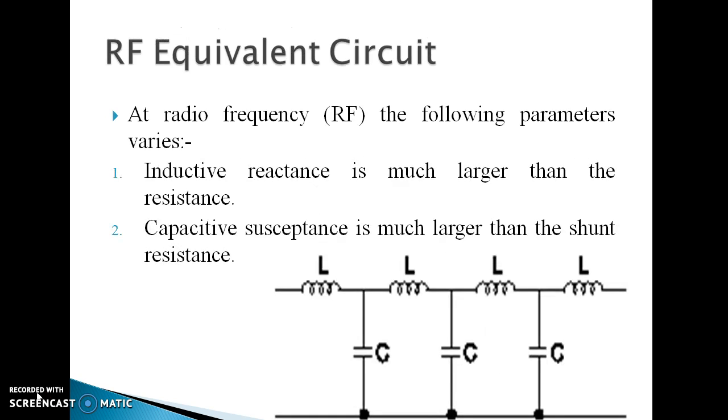Next one, that is the RF equivalent circuit. In the RF equivalent circuit, the frequency is the radio frequency. The inductive reactance is much larger than the resistance for the radio frequency, and the capacitive susceptance is much larger than the shunt conductance. Here, the RF equivalent circuit is shown, that is the L and C.